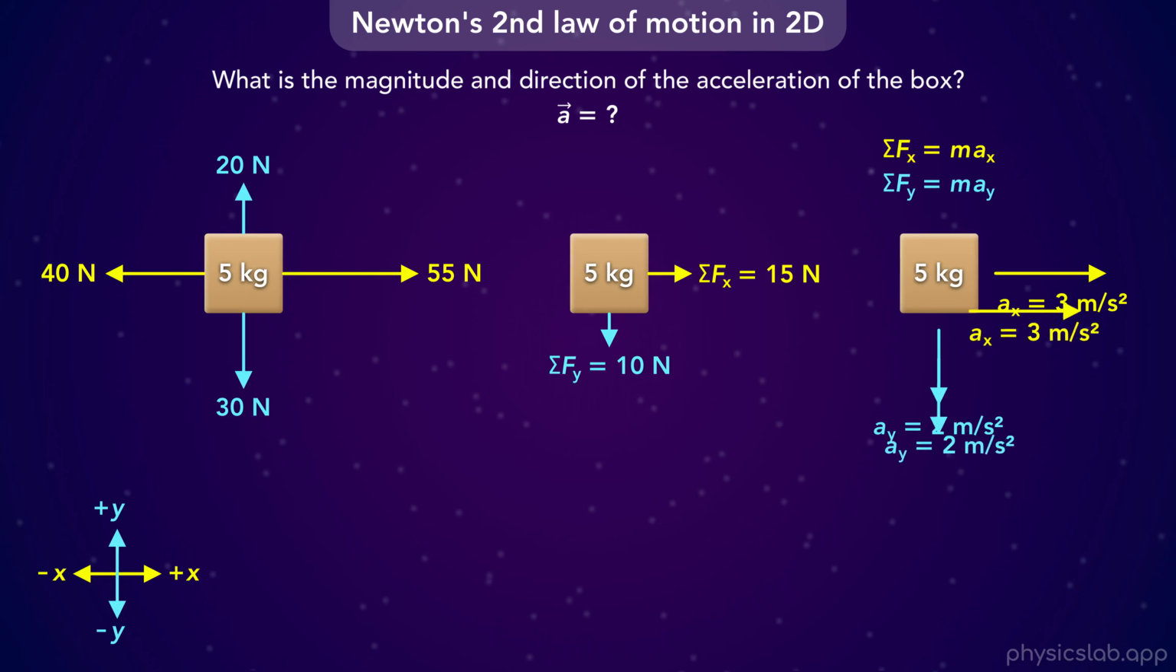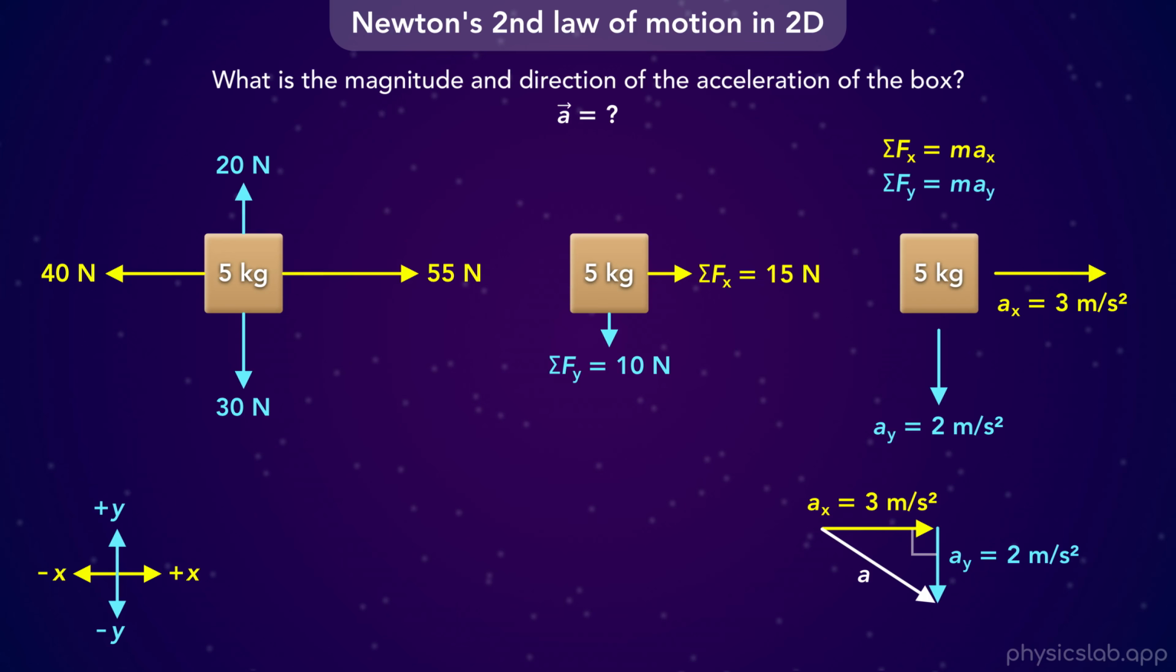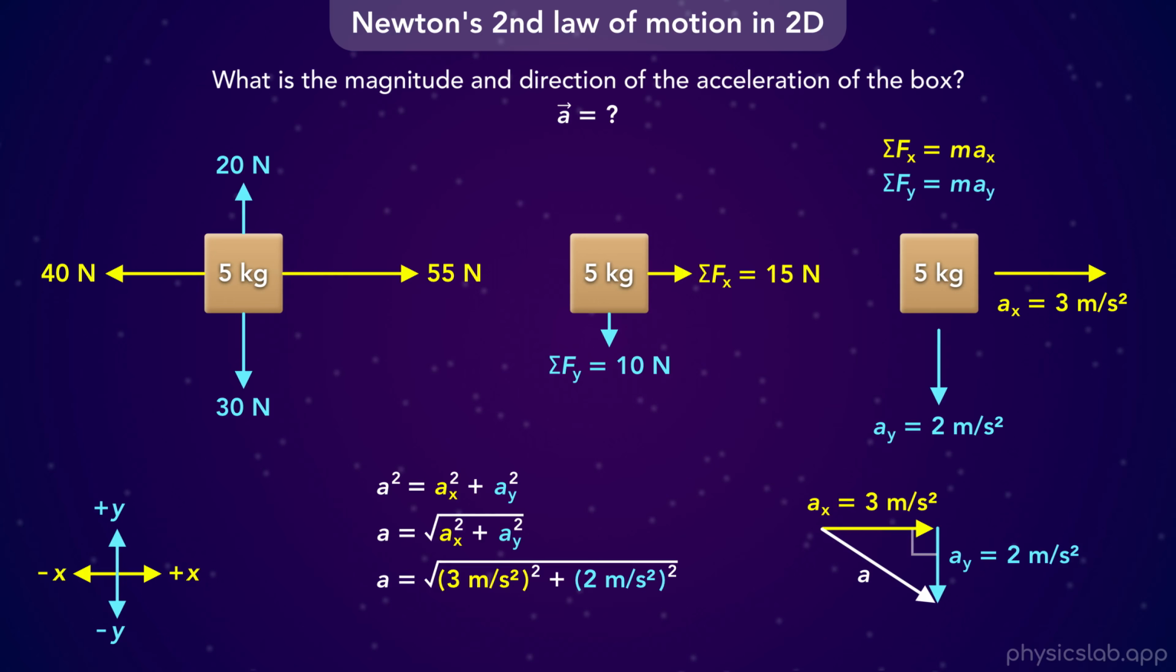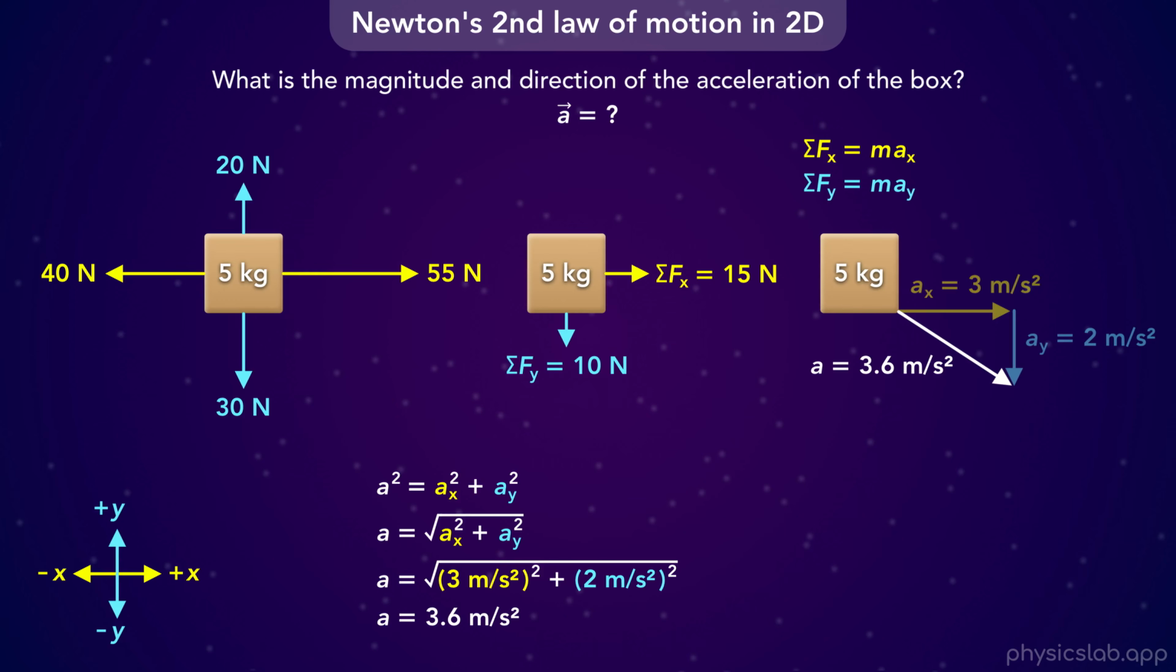We learned in kinematics that we can combine the x and y components to form a right triangle where the vector is the hypotenuse. So if these are the x and y components of the acceleration, then the actual acceleration vector looks like this. And we can find the magnitude of the vector by using the Pythagorean theorem. If we plug in the values of the x and y components, which are the two legs of the triangle, we get 3.6 meters per second squared for the acceleration of the box. And the acceleration is in the direction of this vector.